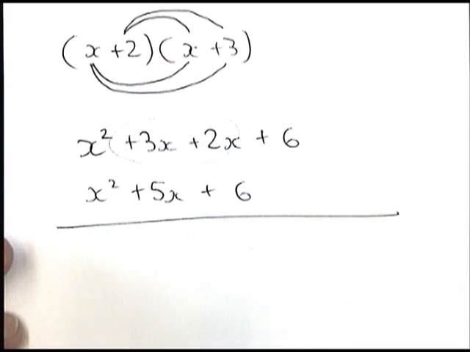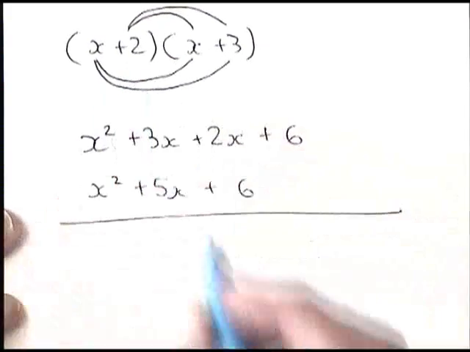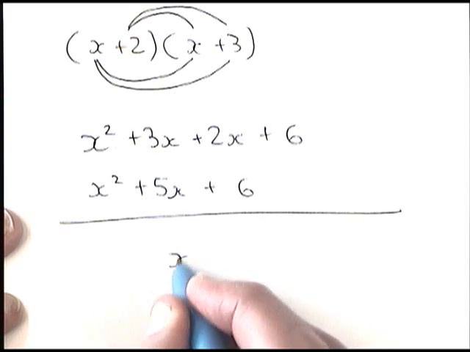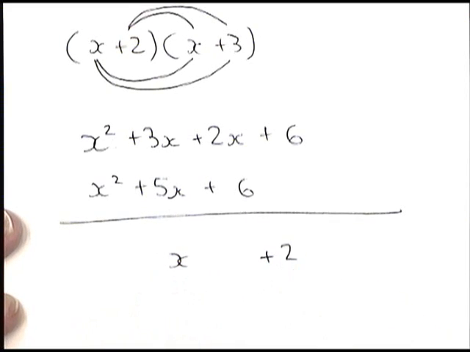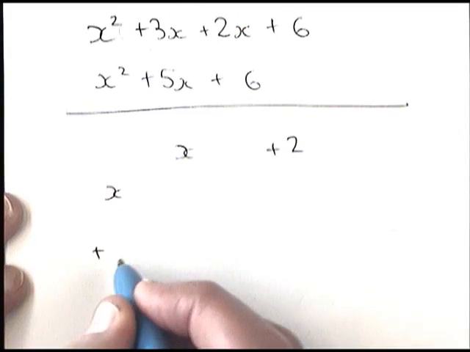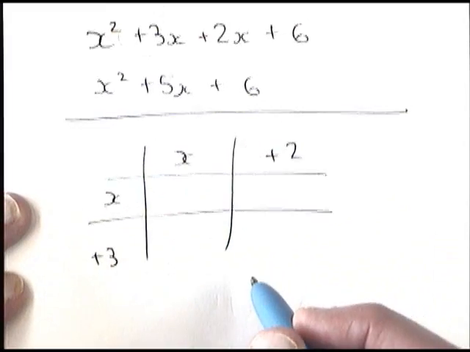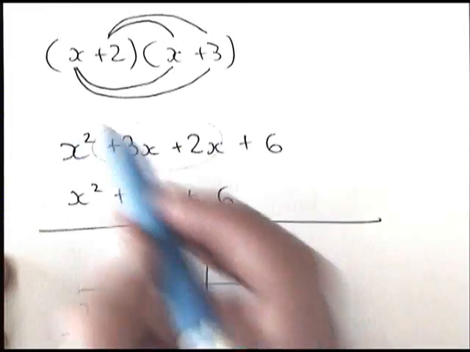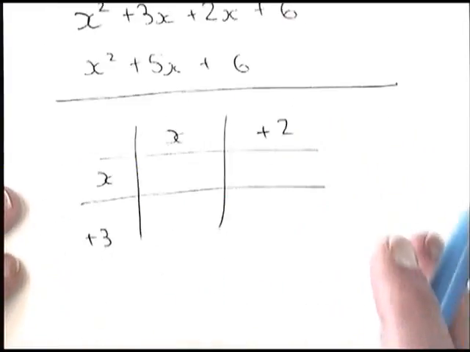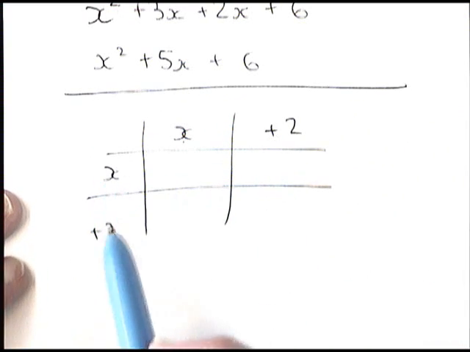There's another way of laying it out which some people prefer, and that's to do it like this. The first bracket has an x and a plus 2. The second bracket has an x and a plus 3. And what we're doing is we're drawing it out in a two-way table. We had an x and a plus 2 and an x and a plus 3. So here we are, x and plus 2, x and plus 3.